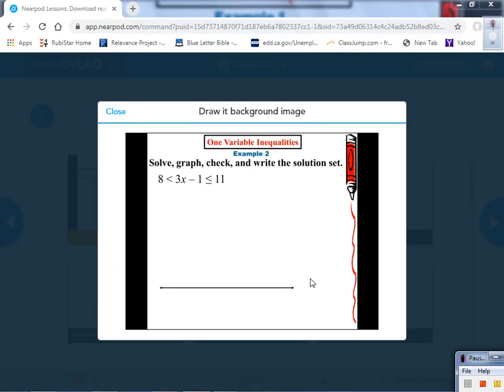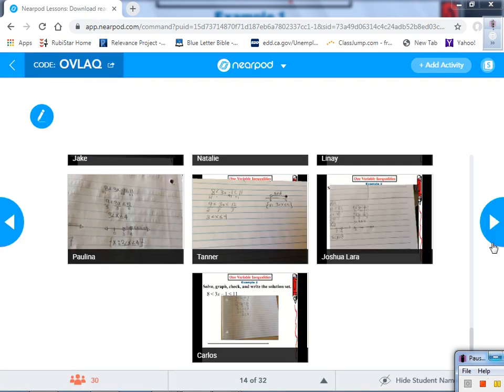Once you're done with that one, you don't have to upload that one, but you have to upload the one I sent you to the screen. Example 2 is 8 less than 3x minus 1 less than or equal to 11. Copy that and go. Yeah, so let me go over this one really quick.